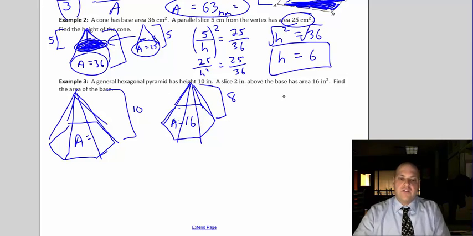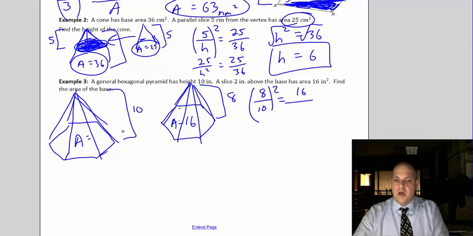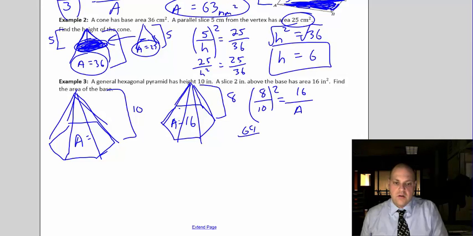Okay, find this. All right, so we're going to do 8 is to 10, squared, as 16 is to we don't know, A. So that's going to be 64 over 100 equals 16 over A, and that's going to be 64A equals 1600, and then of course A is going to equal 25 square inches when it's all said and done.